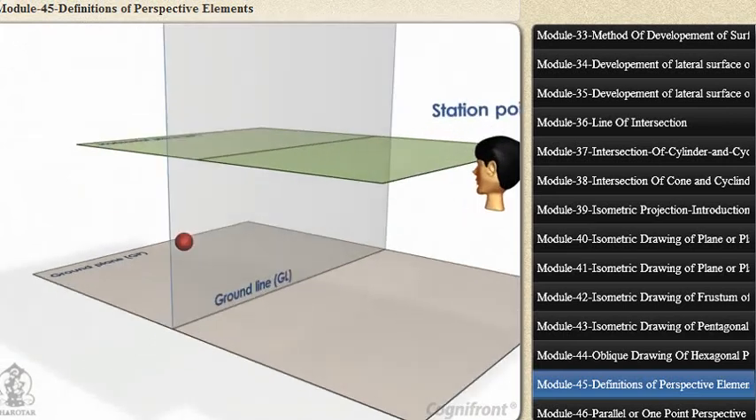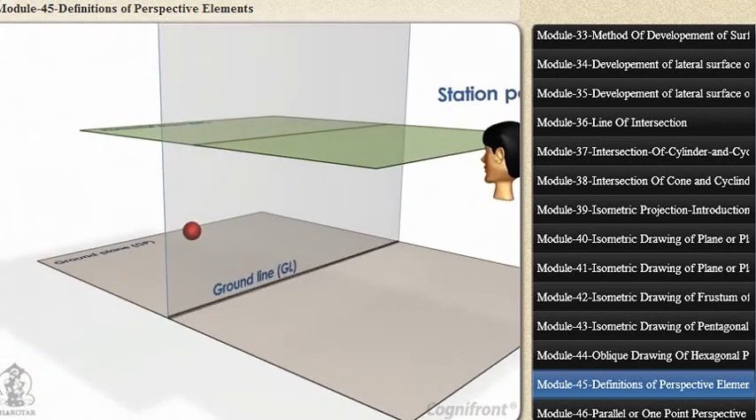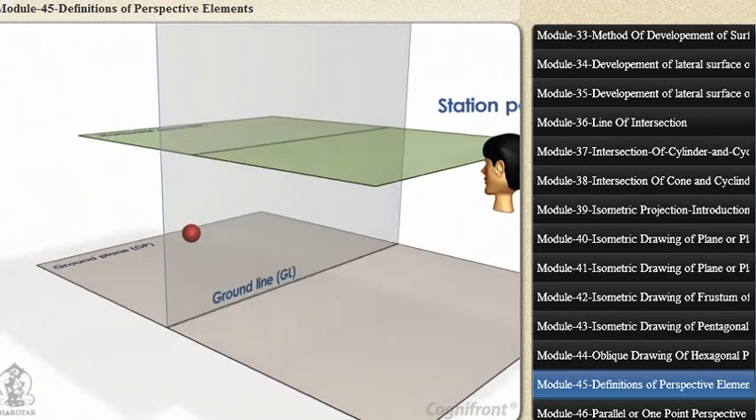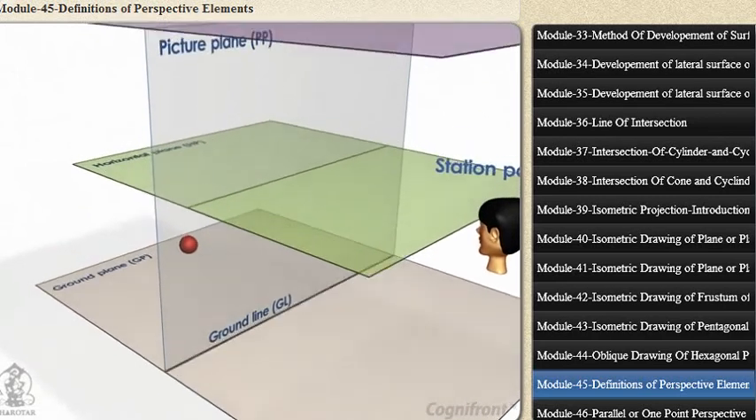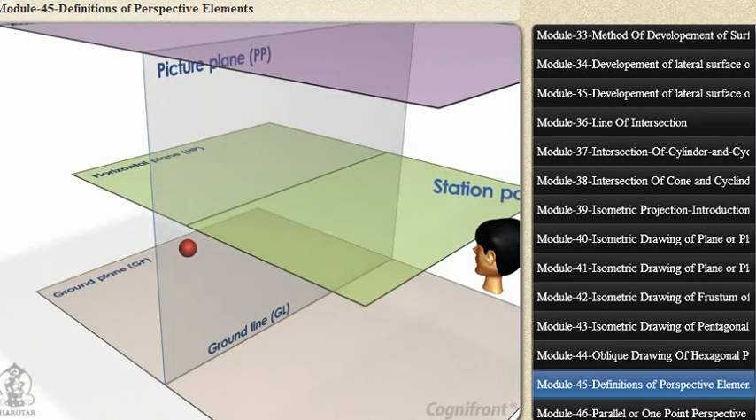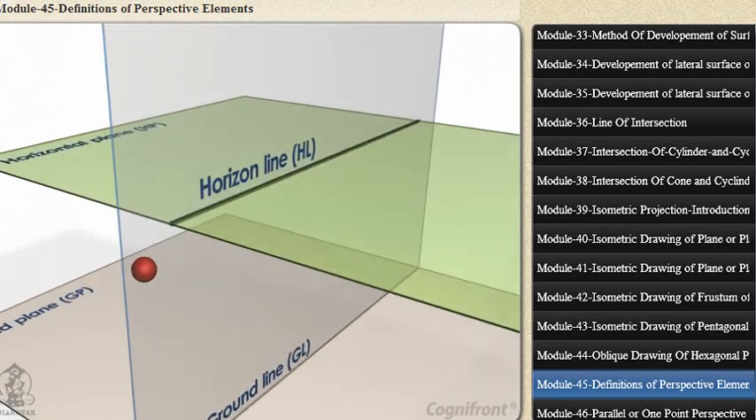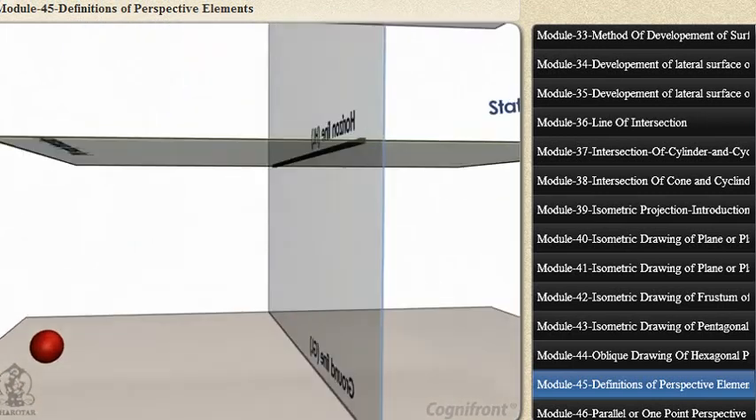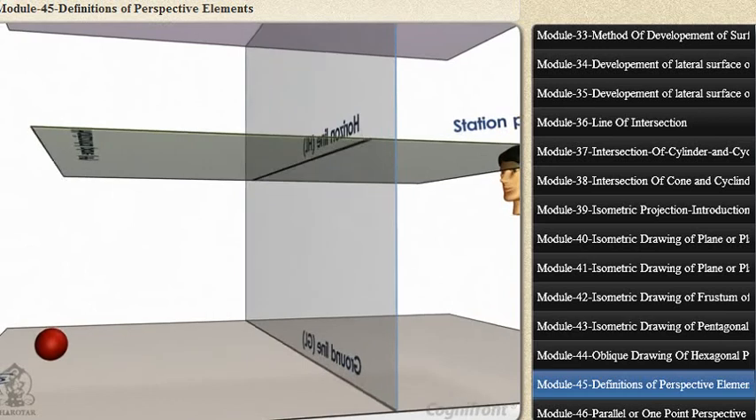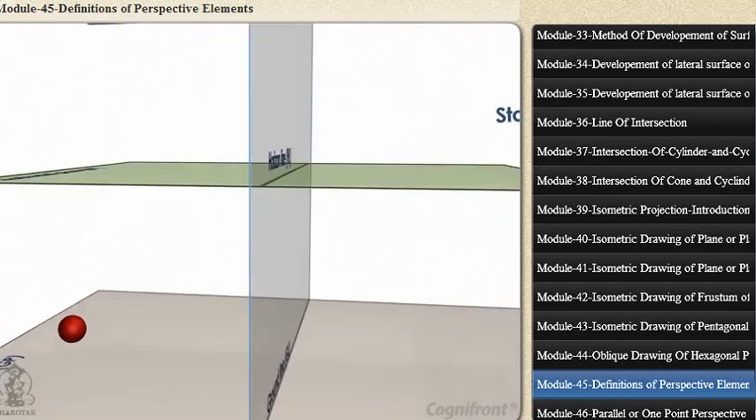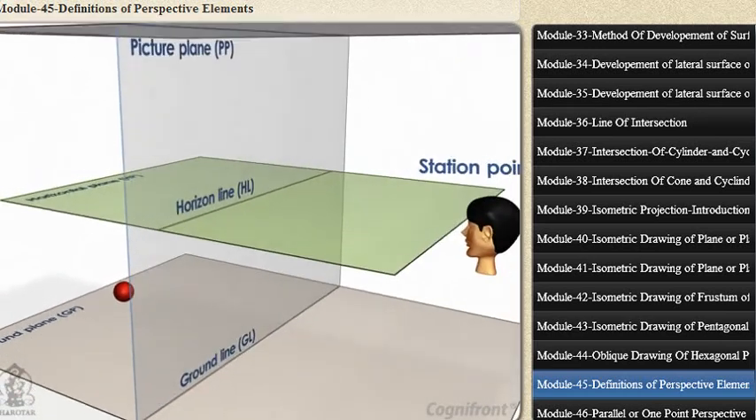Ground line GL. The line of intersection of the picture plane with the ground plane is called the ground line. Horizon line HL. It is the line in which the horizon plane intersects the picture plane. It is parallel to the ground line.